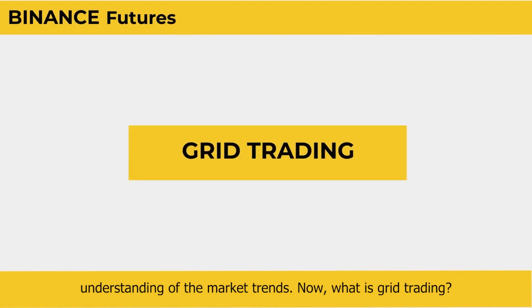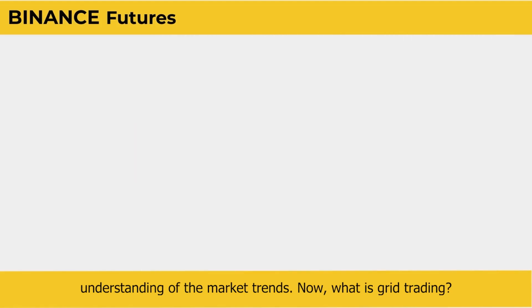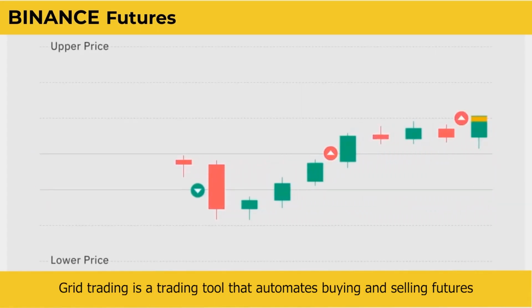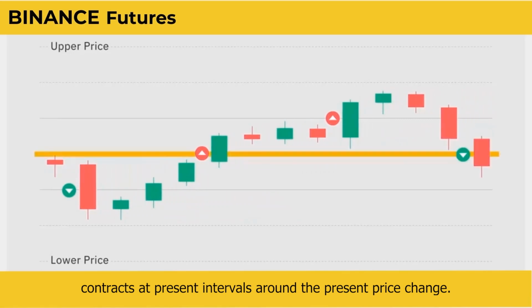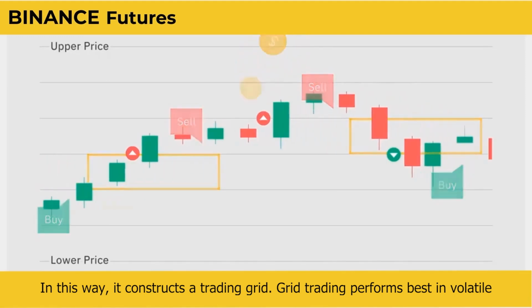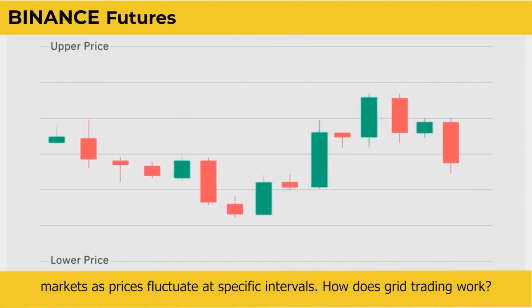Now, what is grid trading? Grid trading is a trading tool that automates buying and selling futures contracts at preset intervals around the present price change. In this way, it constructs a trading grid. Grid trading performs best in volatile markets as prices fluctuate at specific intervals.